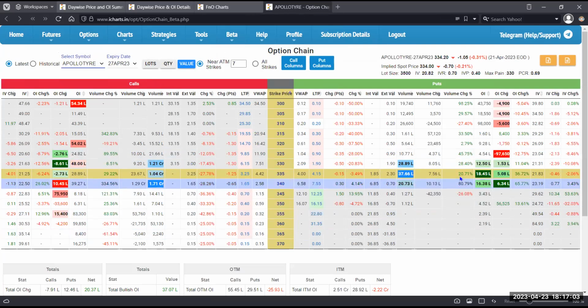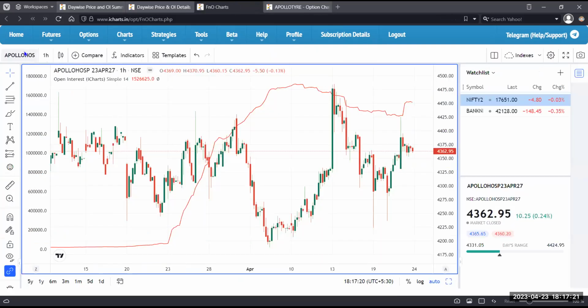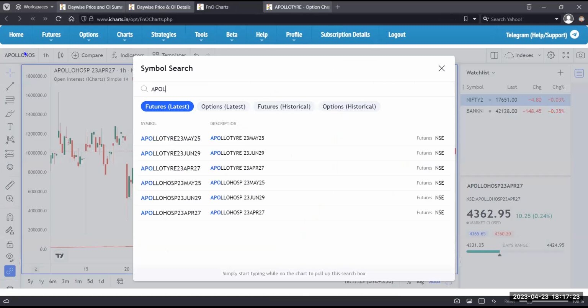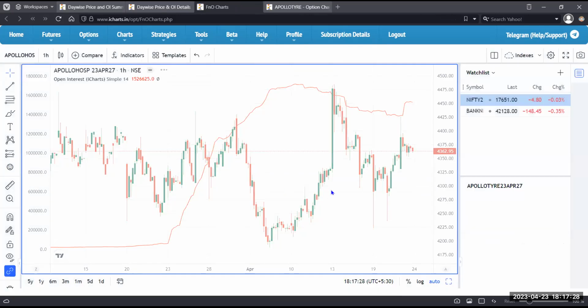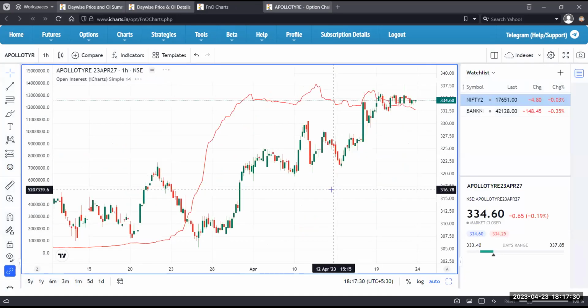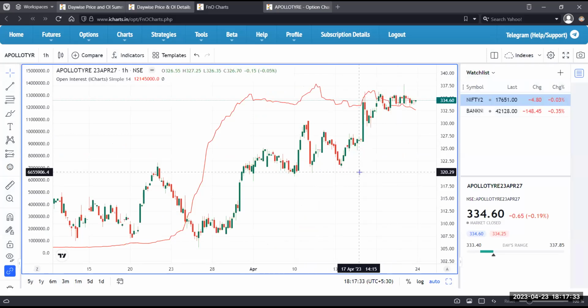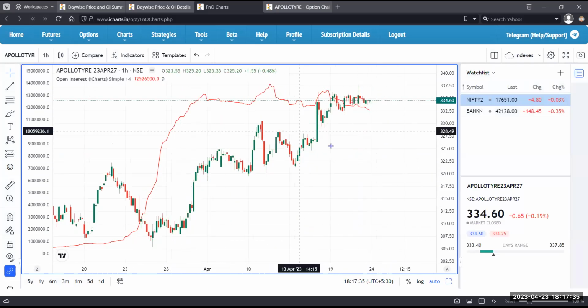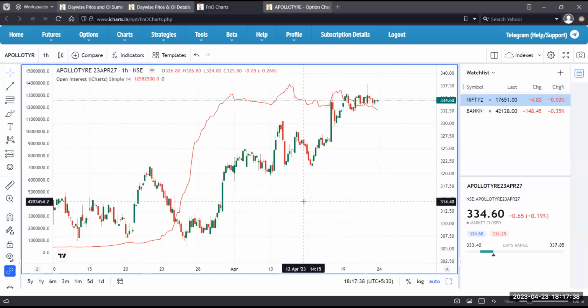Now you can also go and take a look and see where your supports are. These are your supports. Wrong script selected, sir. Sorry. It's Apollo Hospital, sir. I'm looking at it here. Oh, okay. Apollo Tyre. Okay. Yeah, this is better. That is what I was wondering, why it was not looking that bullish.